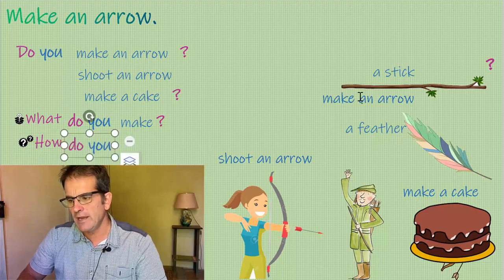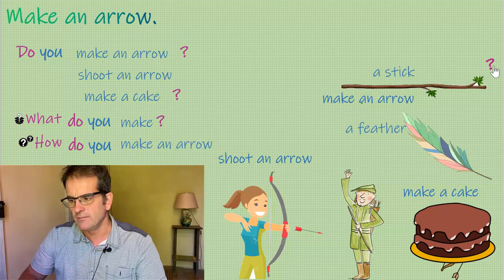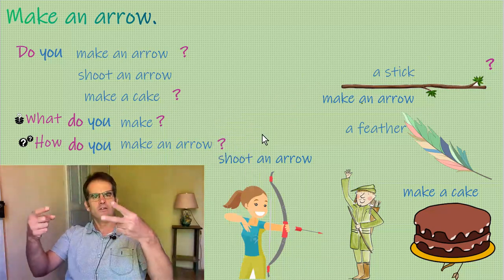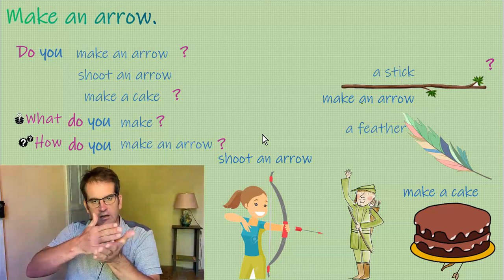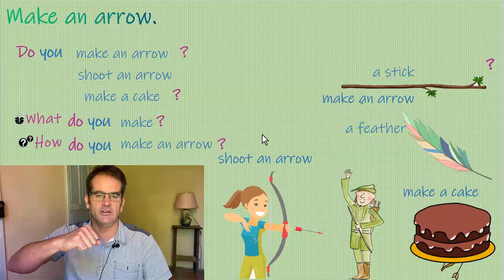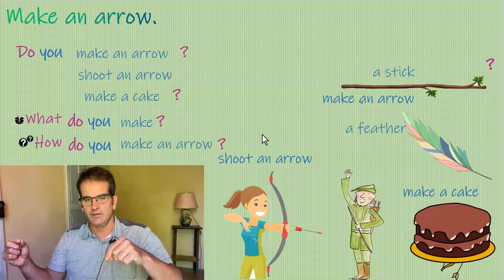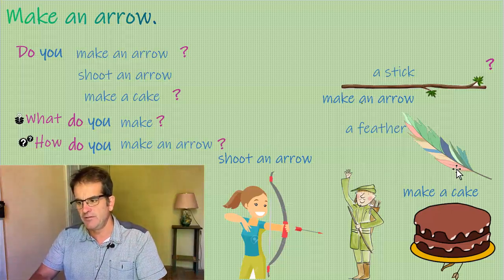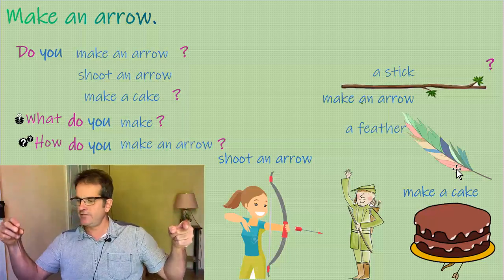How do you make an arrow? Well, you cut a smaller stick from the bush in your garden. You make a point and you stick a feather. You put a feather at one end. So you make an arrow. There's a point and a feather.